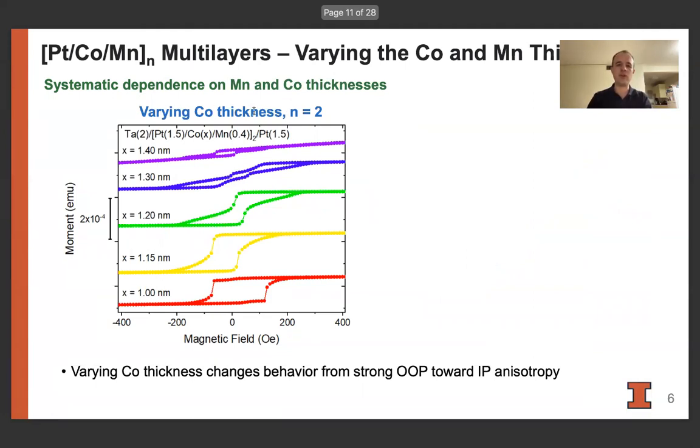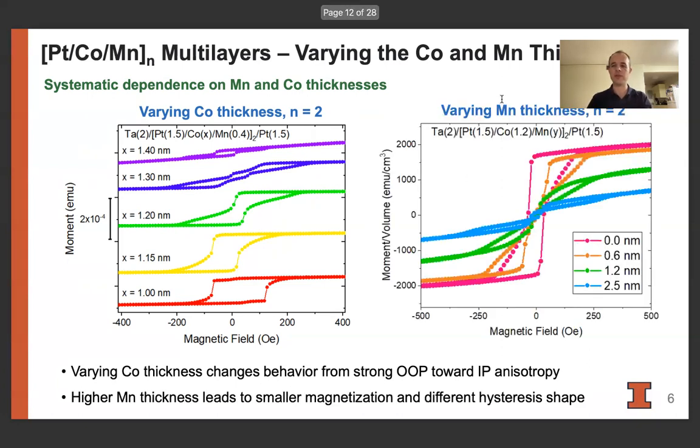So if we vary the cobalt thickness in our films, here shown for the case of 2 repetitions, you can see that we have a strong out-of-plane anisotropy for low cobalt thickness, going towards an in-plane anisotropy for higher cobalt thicknesses, and everything in between might be interesting for the formation of skyrmions here, and also for the varying thickness of manganese. Here again, for n equals 2, we can see a systematic behavior.